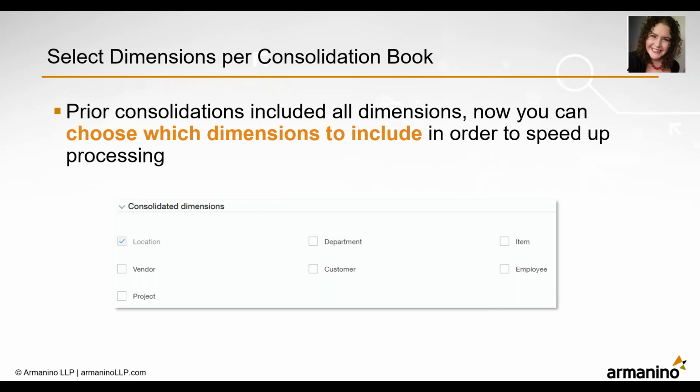If you think about consolidations from an implementation standpoint, we've got to consolidate all the way back to the first period you have history in the system. And so if you don't need these dimensions on your consolidation going forward, you can now update your consolidation book, or when you're setting up new consolidations, you can uncheck the dimensions that you might not need.